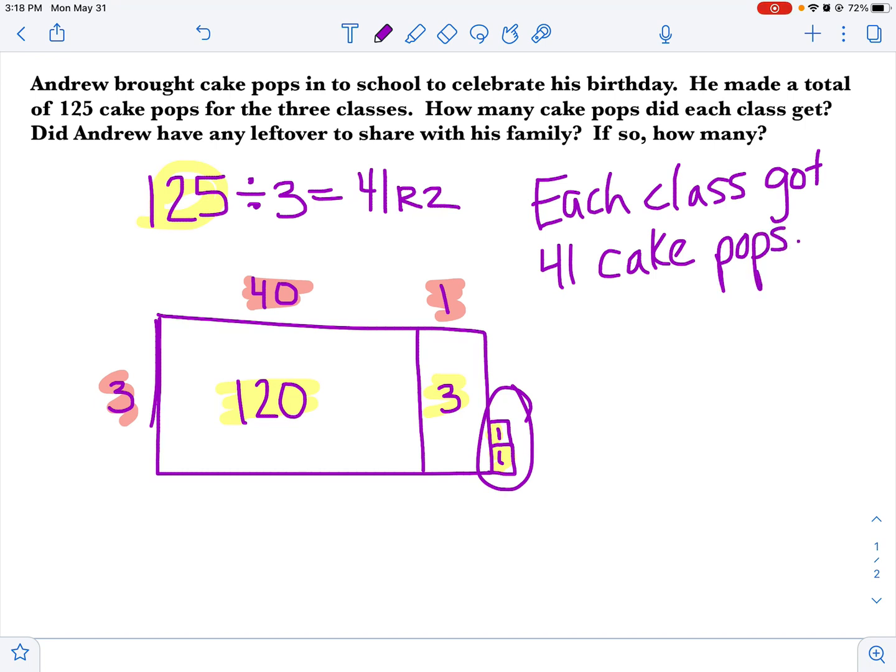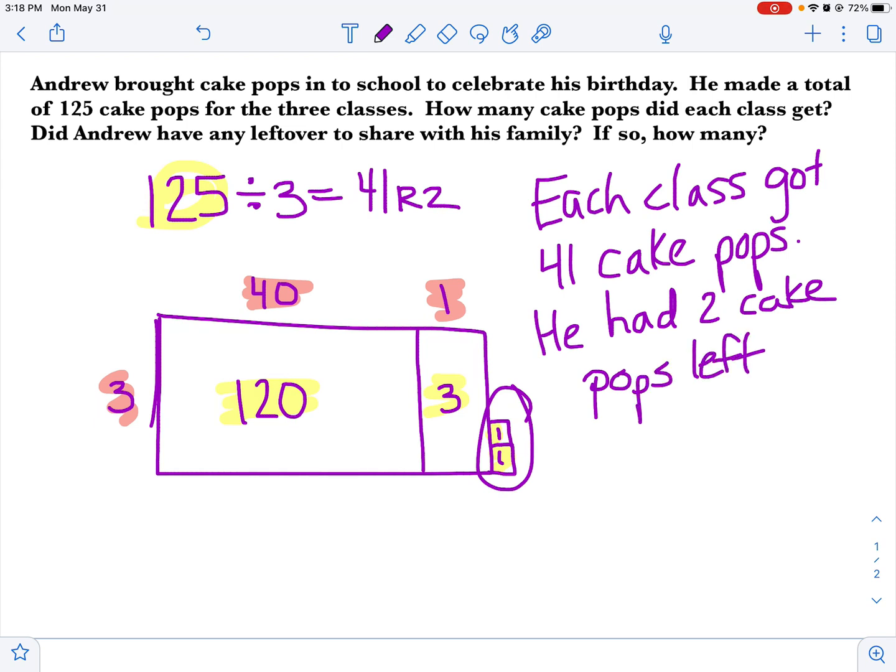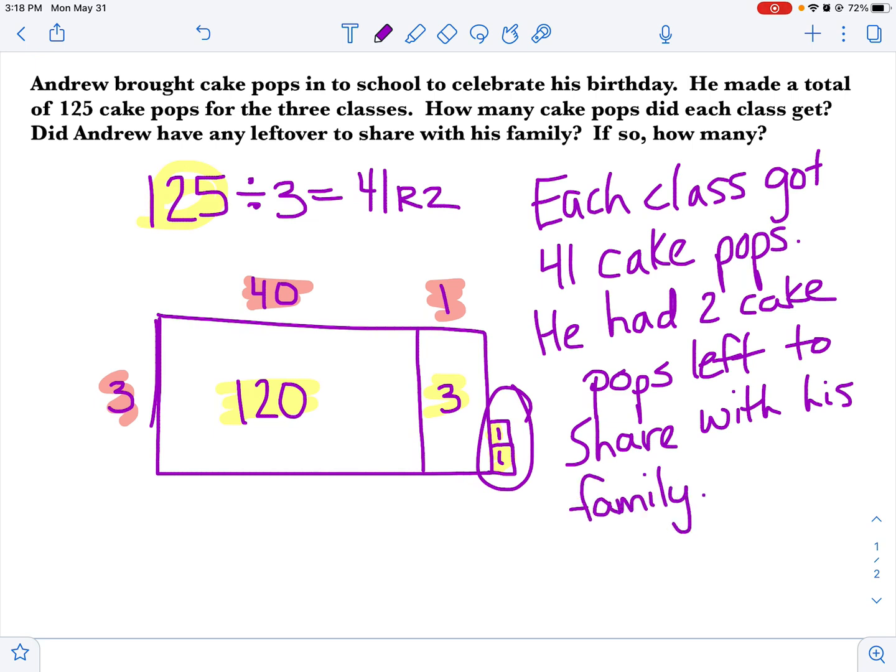He did have some left over. He had 2 cake pops left over. So you'd have to add that part. He had 2 cake pops left to share with his family. Okay? So the key is make it relevant, like make it realistic, solve completely and thoroughly with all of your work, and write your statement to answer the question.